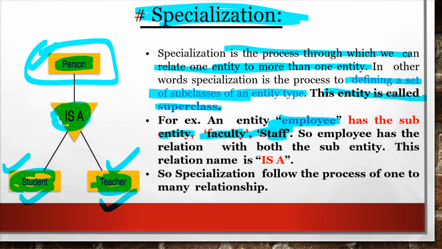So employee has a relationship with all the sub entities, and this relationship is named the ISA relationship. We read it like person is a student. If we go through this path, person is a student. If we go through this path, person is a teacher. So this path represents person as a teacher, and this path represents person as a student. So specialization follows a one to many relationship. Yes, we are going from one to many through the specialization concept.